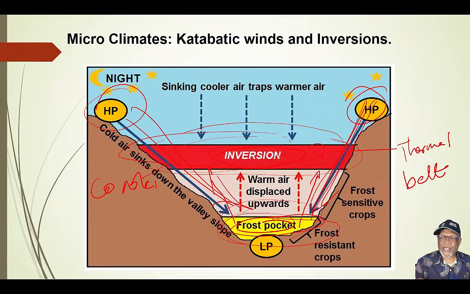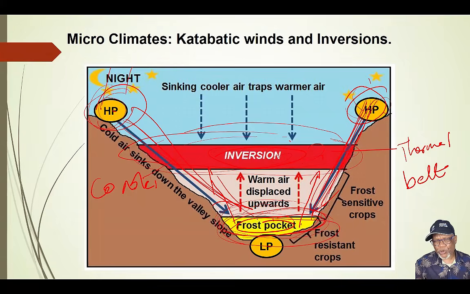And then during the night, I repeat, cold air accumulates on top of the valley because there is terrestrial radiation. The top of the surface becomes cooler, and as it gets cooler, the cold air is going to subside to the bottom of the valley. Then the subsiding cold air accumulates at the bottom of the valley. Now, when the cold air accumulates at the bottom of the valley, the temperatures are going to drop below freezing point. And then when the temperatures drop below freezing point, we are going to get frost pocket.